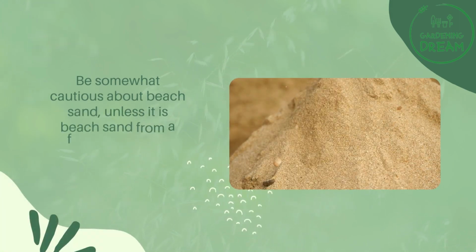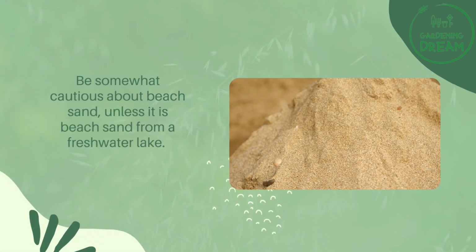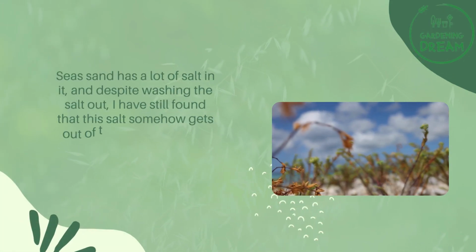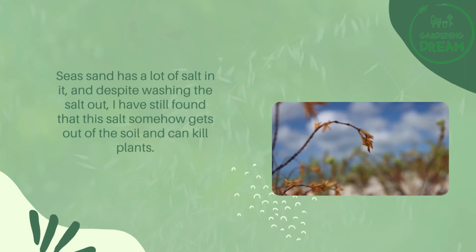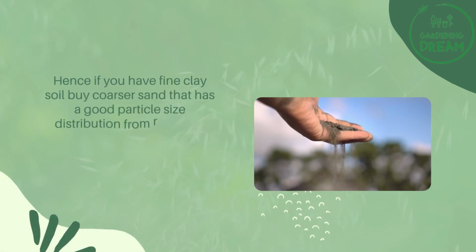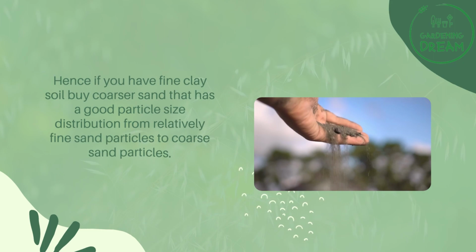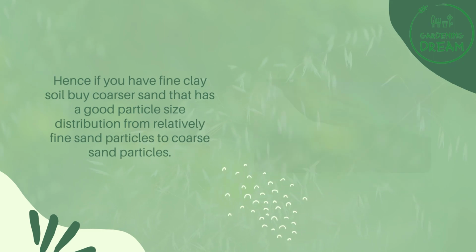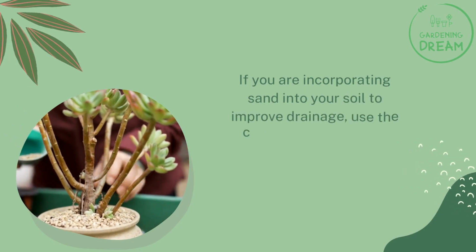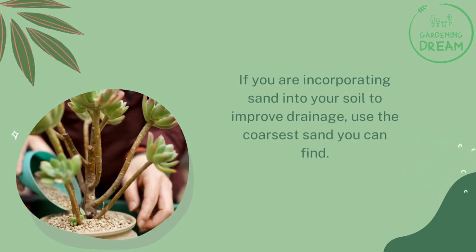Be somewhat cautious about beach sand, unless it is beach sand from a freshwater lake. Sea sand has a lot of salt in it, and despite washing the salt out, I have still found that this salt somehow gets out of the soil and can kill plants. Hence, if you have fine clay soil, buy coarser sand that has a good particle size distribution from relatively fine sand particles to coarse sand particles. If you are incorporating sand into your soil to improve drainage, use the coarsest sand you can find.